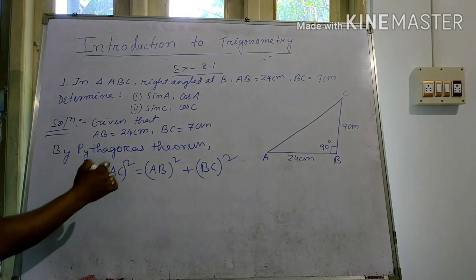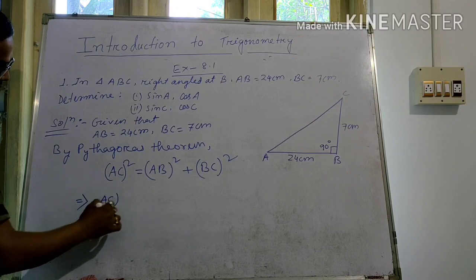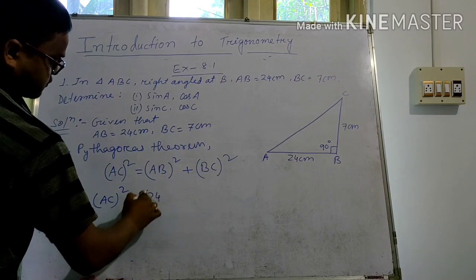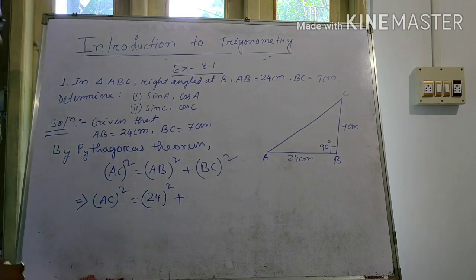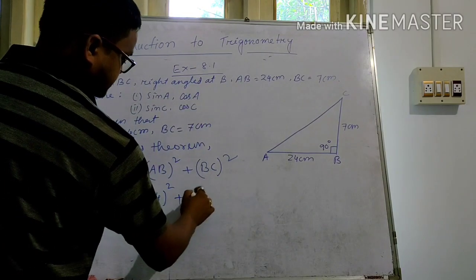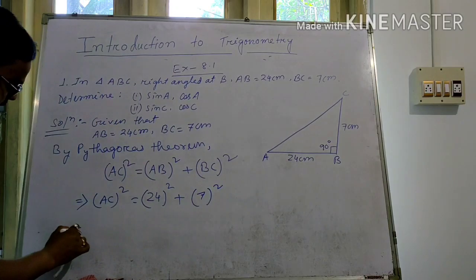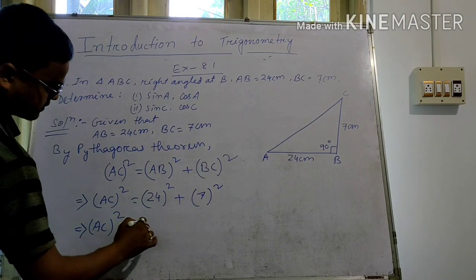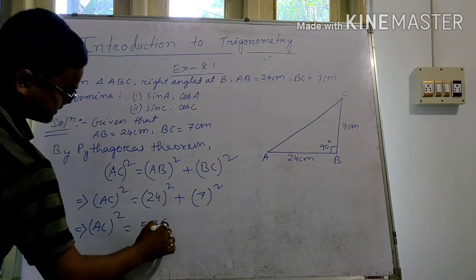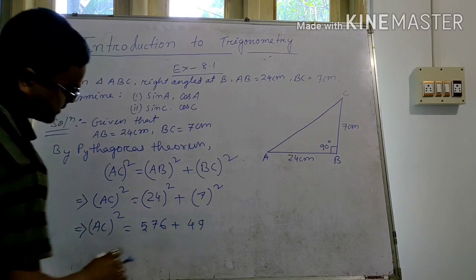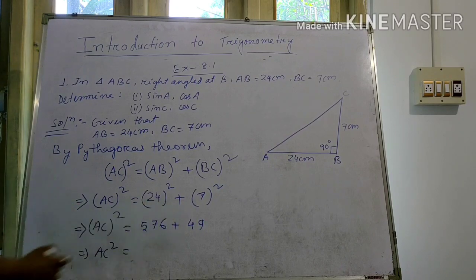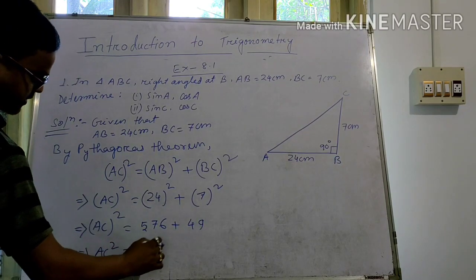AC is not given. So AC square. What is the value of AB? AB is 24 square plus BC is 7 square. So finally you will get AC whole square, and here 24 square means 576, and here you will get 49. So finally you will get AC square equal to 625.